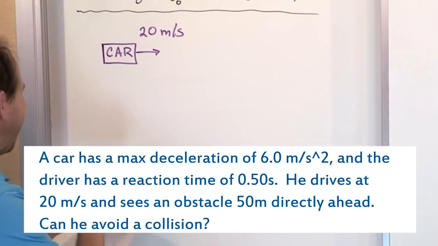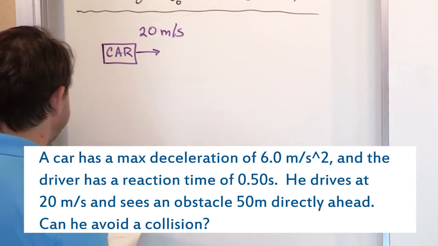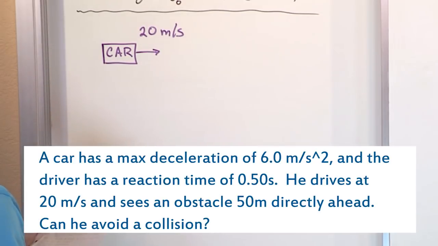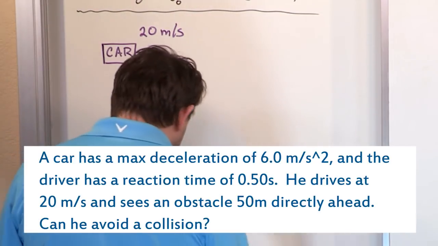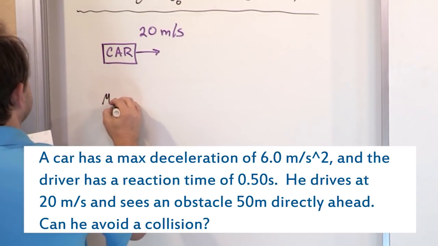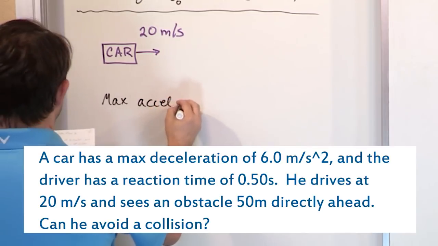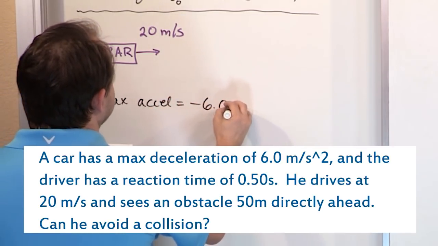It says a car has a max deceleration of 6.0 meters per second squared. It has a reaction time. We have to write that down. Let's go ahead and write it down right now, directly underneath. We're going to say max acceleration is equal to negative 6.0 meters per second squared.